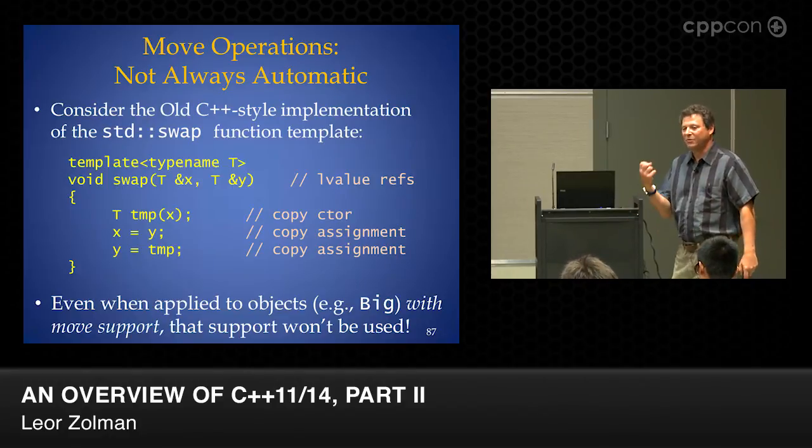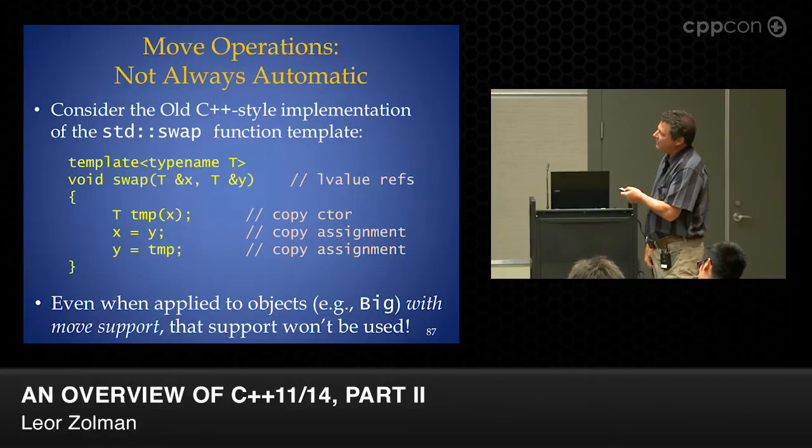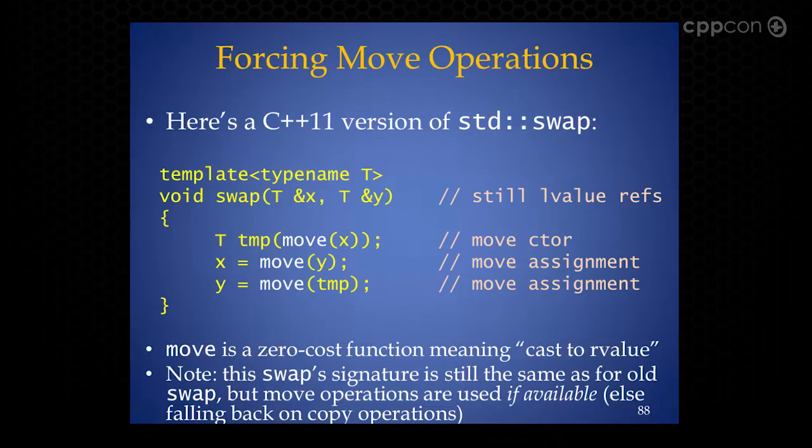There's more required. The reason is that these are L-value references. And there's no way any of these operations are going to trigger functions that take R-value references as arguments, because they're not R-value references. They're L-value references. This is an ordinary copy construction, an ordinary copy assignment, an ordinary copy assignment, no matter how you implement that class. OK? So that's point one.